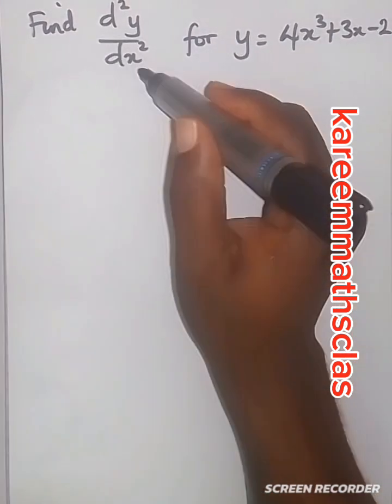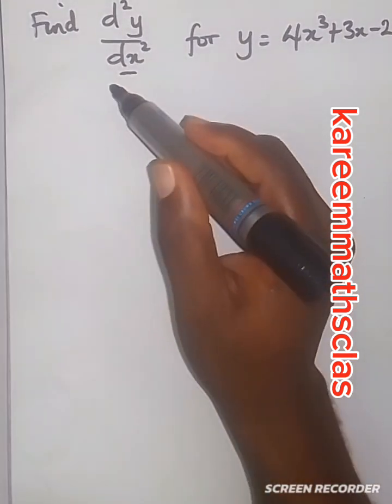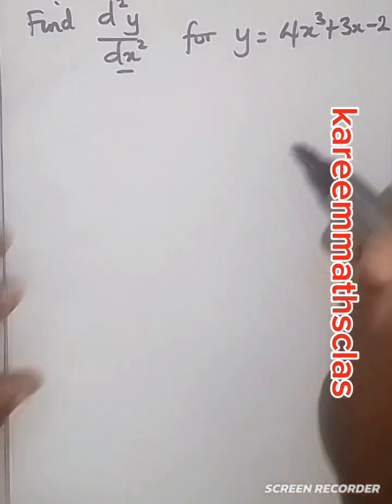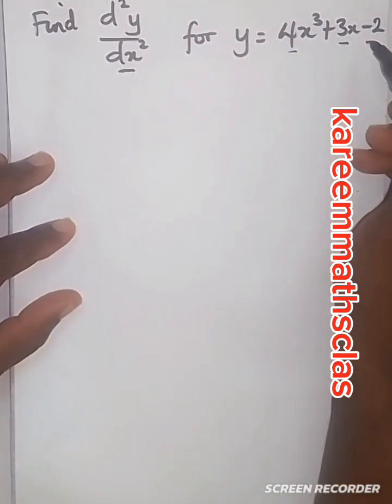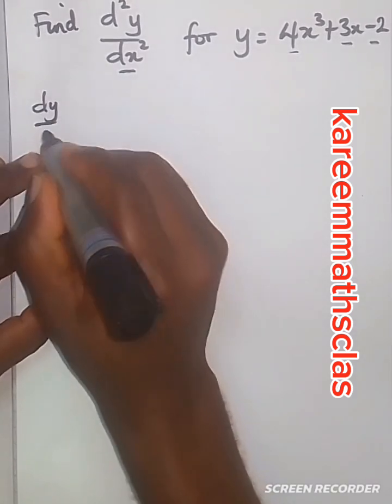Now if we have a question like this, d squared y over dx squared for y equals this, this is called the second derivative. But before we use the second derivative, we have to use the first derivative. Now, how do we do this? You have to solve this individually. So we are going to use the first derivative, which is dy over dx, first of all.